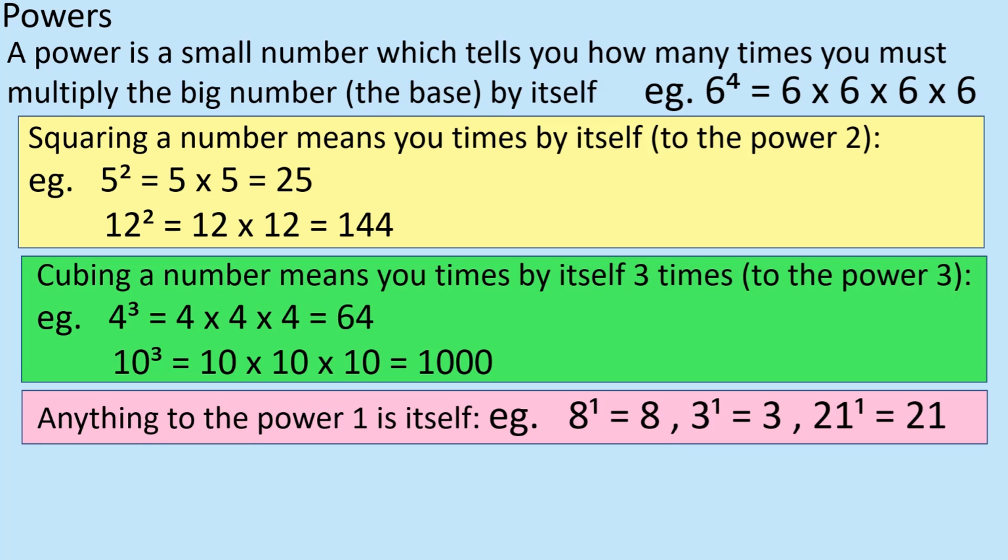But anything to a power 1 is just itself. So 8 to the power 1 is 8, 3 to the power 1 is 3, and 21 to the power 1 is 21. So you tend not to see it written. It exists, but we don't write it.